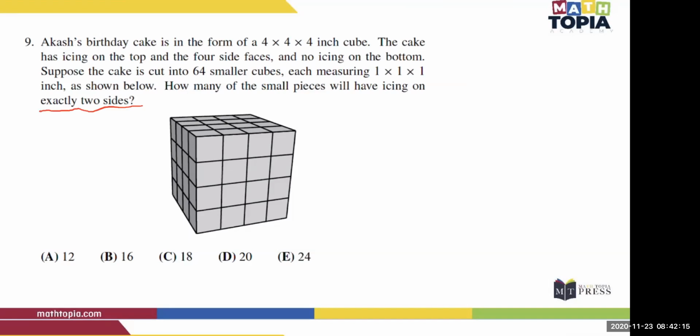Well, let's see. We can eliminate these corner squares. These have icing on 3 sides, 1, 2, 3. So it won't be any of the corner squares. Well, actually, hold on. The bottom corner squares. Yeah, Professor, it also won't be these because on the other side. Correct. But the bottom ones, actually, they do have icing on only 2 sides because, remember, there's no icing on the bottom. So I will put these in green because they count.